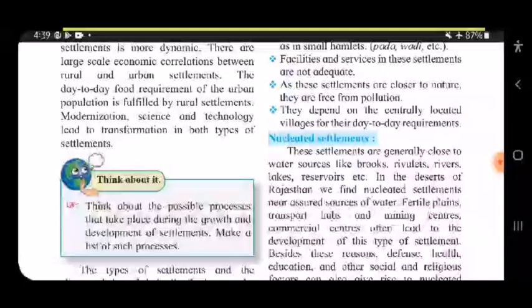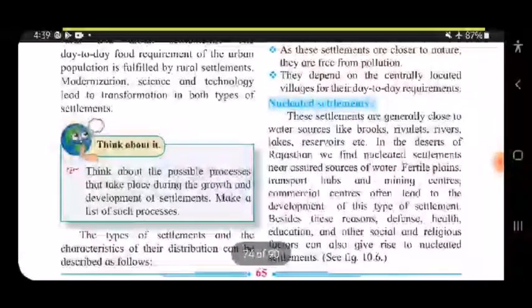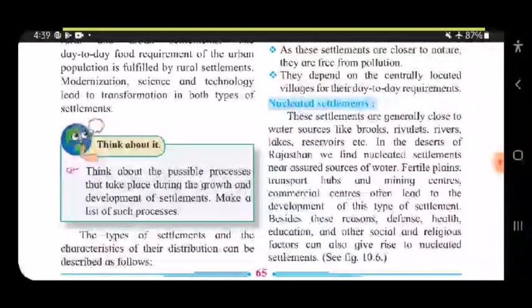Now this is the settlement where the houses are very close together. These settlements are generally close to water sources like brooks, rivulets, rivers, lakes, reservoirs, etc. In the deserts of Rajasthan, we find nucleated settlements near assured sources of water, fertile plains, transport hubs and mining centers. So where will you get to see these settlements? Close to rivers, lakes and all.